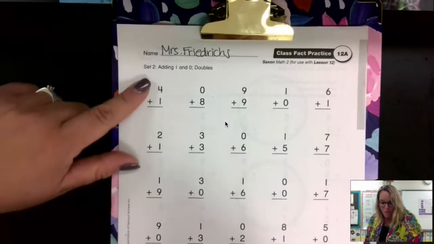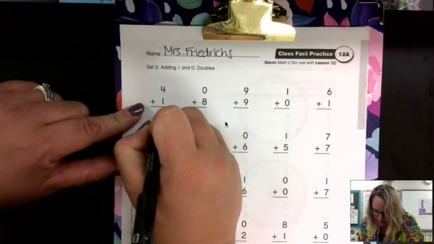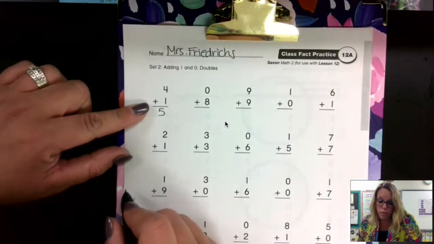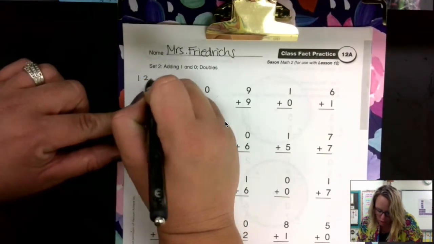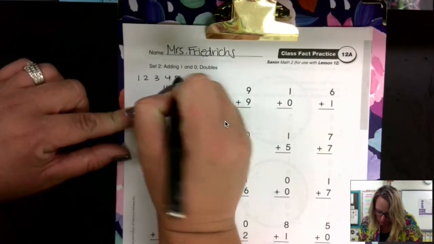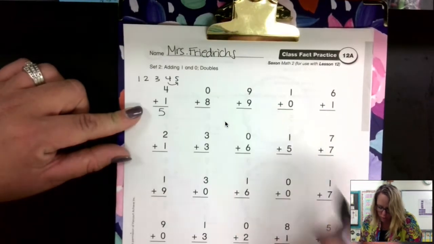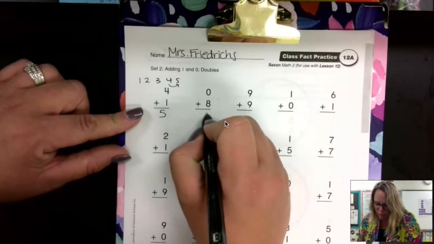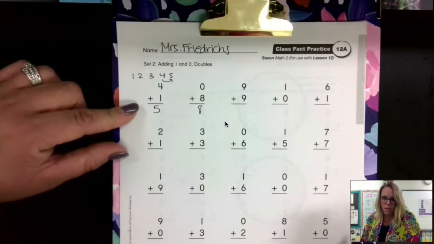So here we go. 4 plus 1 is 5. How do I know that? What's 1 more than 4? When I'm counting, I say 1, 2, 3, 4, 5. Right after 4 comes 5. 0 plus 8. Remember, any number plus 0 is always that other number.